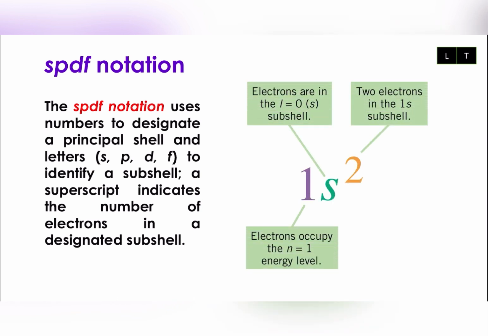SPDF notation uses numbers to designate the principal shell, with letters s, p, d, f first. And then this is how we identify a subshell. You can see s here means that electrons are in l equals 0, because this is the angular momentum quantum number. Next, a superscript indicates the number of electrons. So you can see from here, 2 is in superscript form, where there are 2 electrons in the 1s subshell or 1s sublevel. We are talking about the same thing. And next, 1 here means that we have electrons occupying the first energy level, n equals 1.